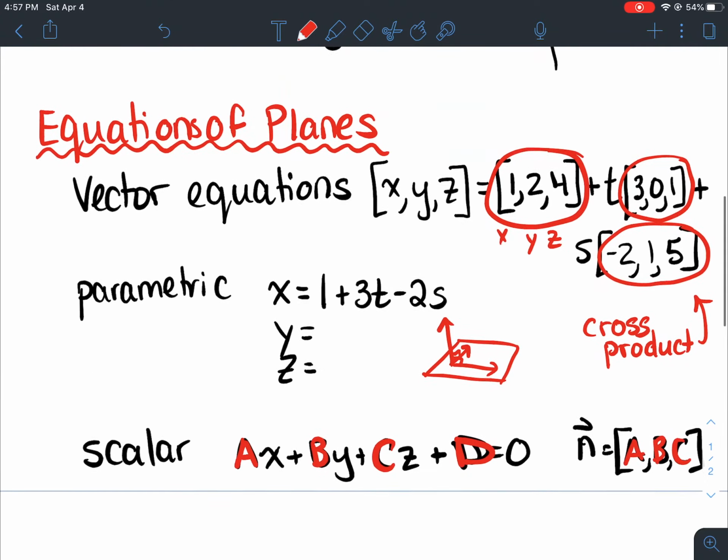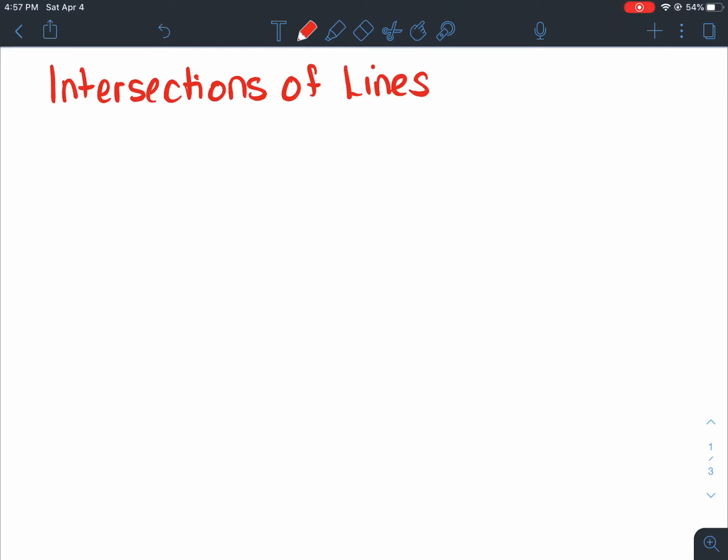So yeah, I'm not going to do that, but that's what you got to know. And then we got into a whole bunch of intersection stuff, which is the rest of the unit. So we did intersections of lines, and we did intersections of lines in 2 space, and we also did them in 3 space.